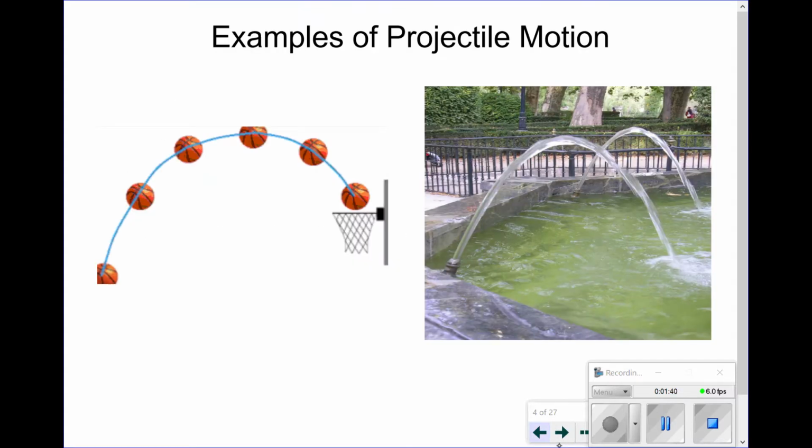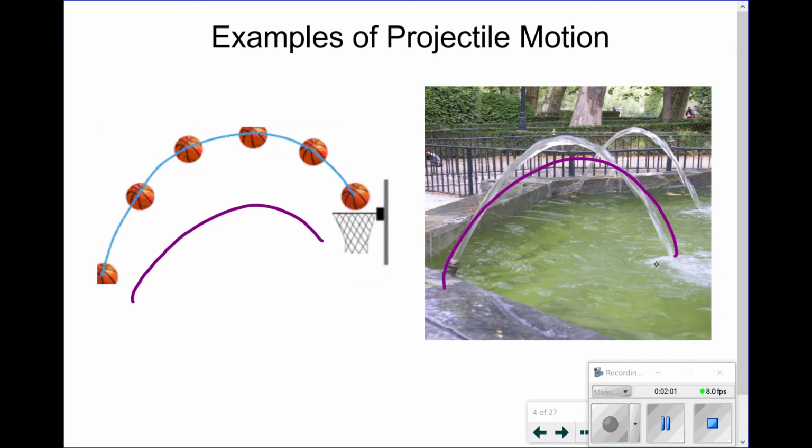Not all motion is projectile motion. Some of the classic examples that we'll see are a ball that is tossed into a basket, or the water coming from a water fountain. We often see these as projectiles because a projectile moves, in fact, as an arch.